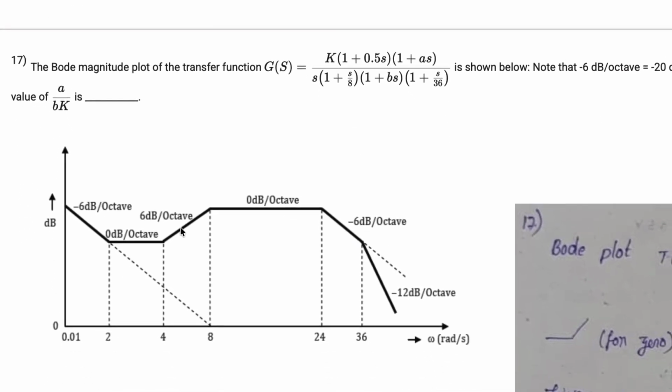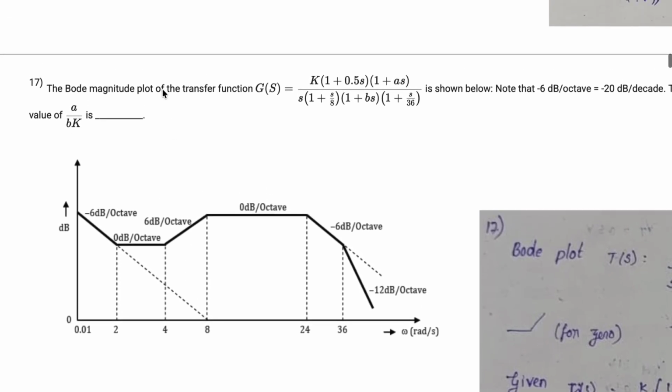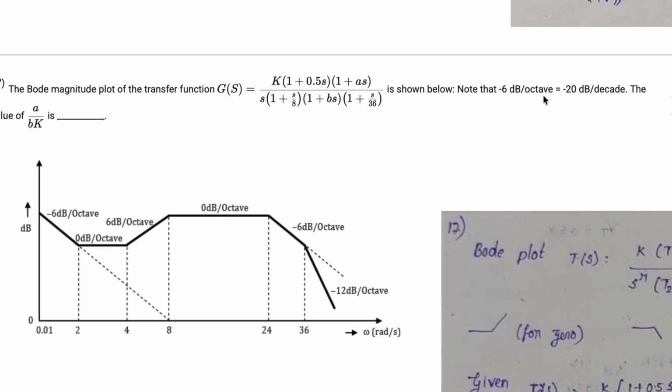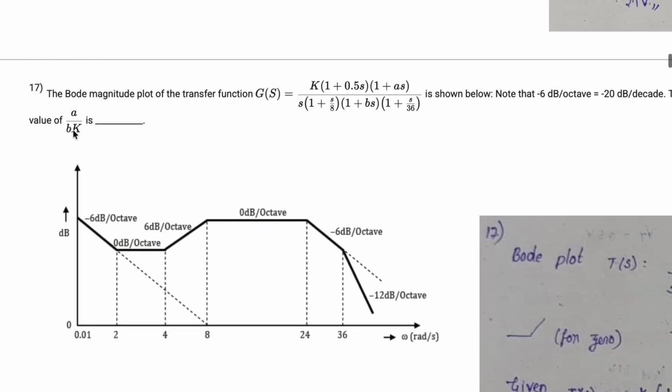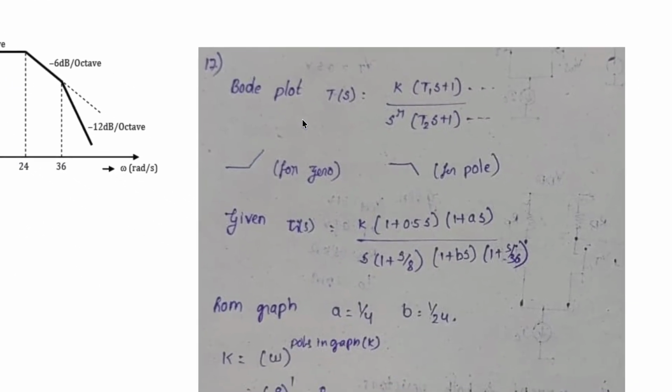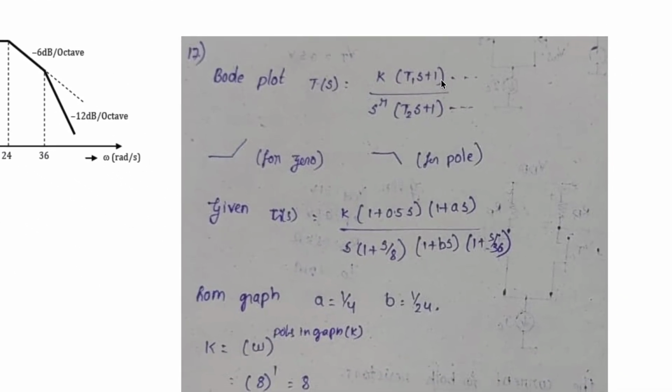So moving on to the next question, from the control systems part. He has given the transfer function, and he has given this, you already know, 6 dB per octave is 20 dB per decade, and he is asking for A by BK, the constant which has been given. As we look to the answer, both parts of the transfer function can be written like this.